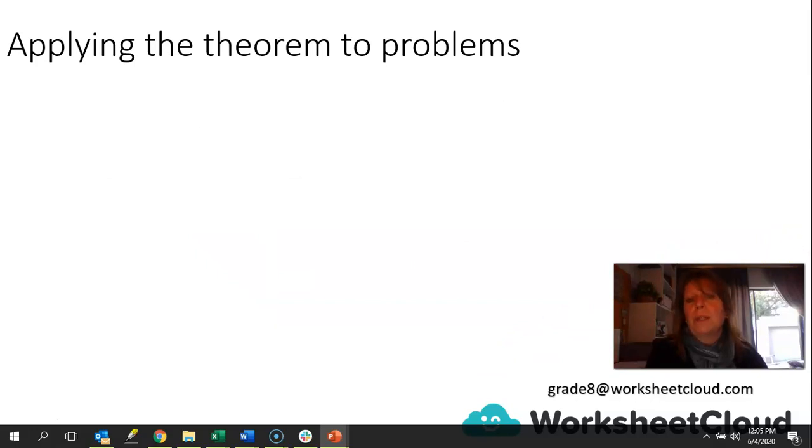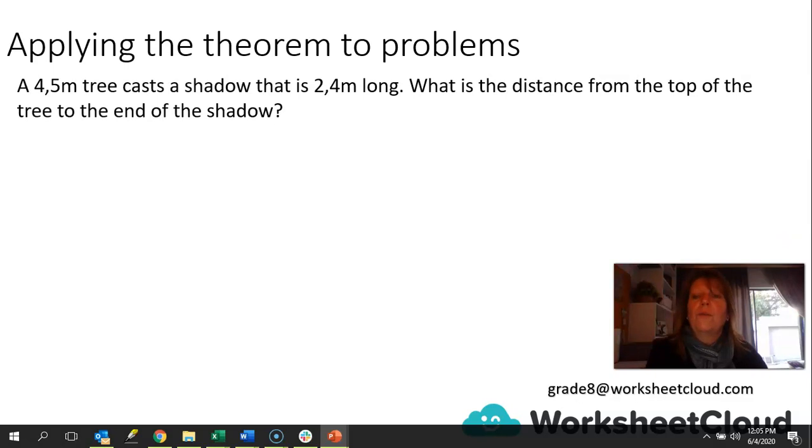Apply the theorem to problems again. The next problem is: a 4,5 meter tree casts a shadow that is 2,4 meters long. What is the distance from the top of the tree to the end of the shadow? Again, trying to visualize it in your mind can be quite difficult, so I've got a little picture for us to use, but just remember you don't have to be an artist and actually draw the tree. I have got one for you.